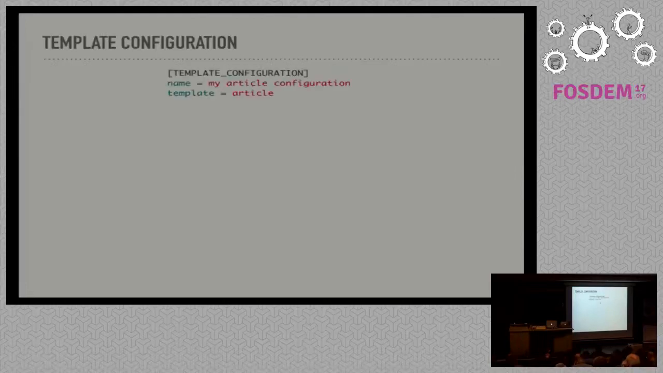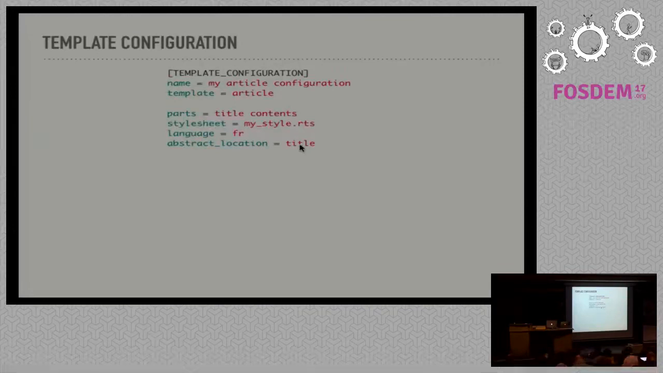So we configure the article template, which is part of the rinohtype distribution. We specify which parts to include in the output. So here it omits the front and back matter, so only leaves the title and the contents parts. You can also specify which style sheet to use. You can specify which language to use for typical titles, such as table of contents or the index. And for the article template, there's a special option which allows you to select where to display the abstract, on the title page or later in the document.